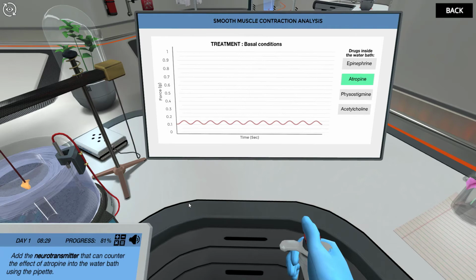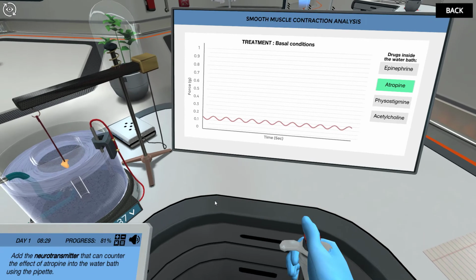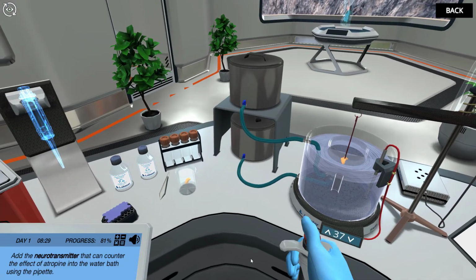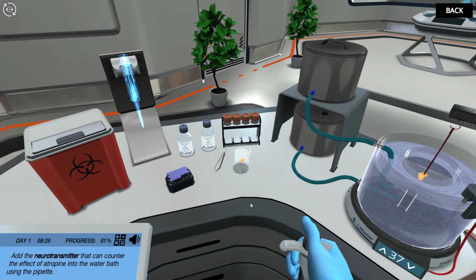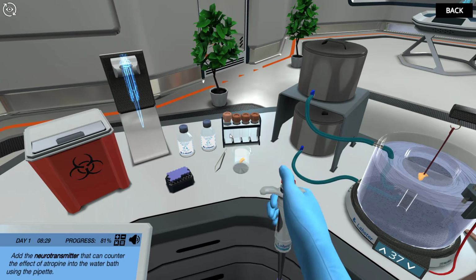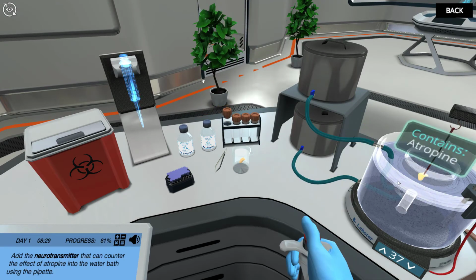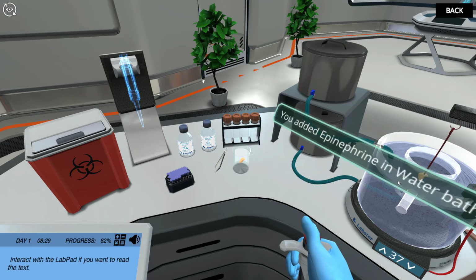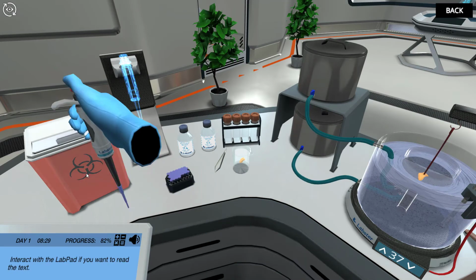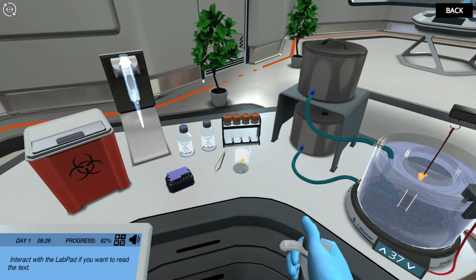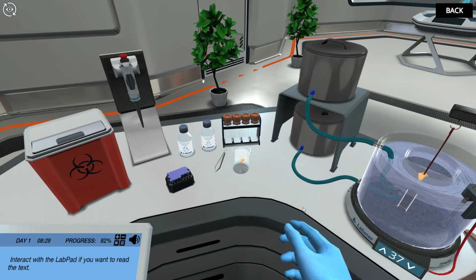Add the neurotransmitter that can counter the effect of atropine into the water bath using the pipette. The epinephrine will make the smooth muscle contraction even slower. This could be a dangerous situation. I will reset the experimental system so that it only contains atropine.